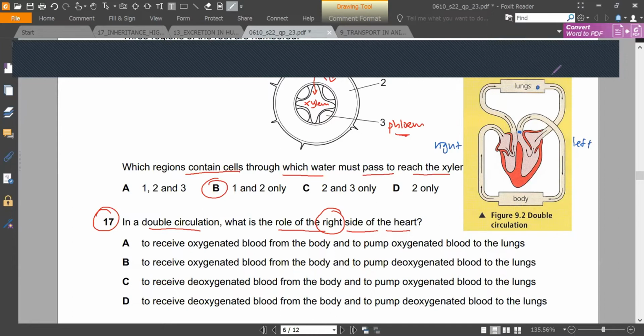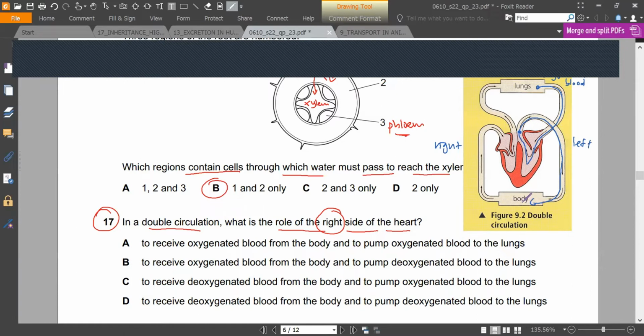So from the lung, we get oxygenated blood. The oxygenated blood will come to the heart, the left hand side of the heart, and then it will pump to all the body cells.